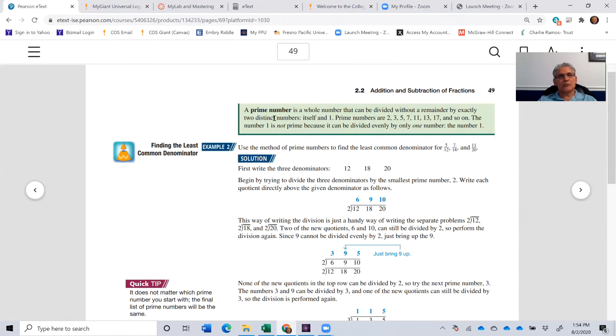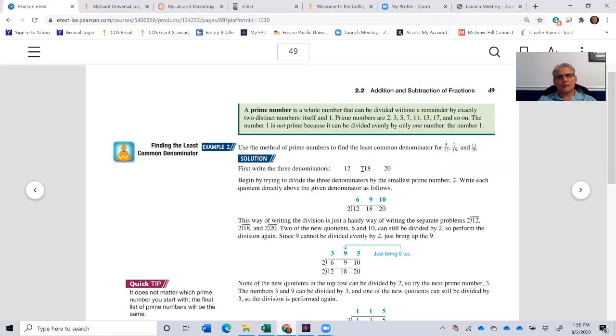Okay, just to review, a prime number is a whole number that can be divided without a remainder by exactly two distinct numbers, itself and 1. So the examples here of prime numbers are 2, 3, 5, 7, 11, 13, 17. These numbers can only be divided by itself and 1. Okay, so we're going to look at the example here of the process of finding the least common denominator.